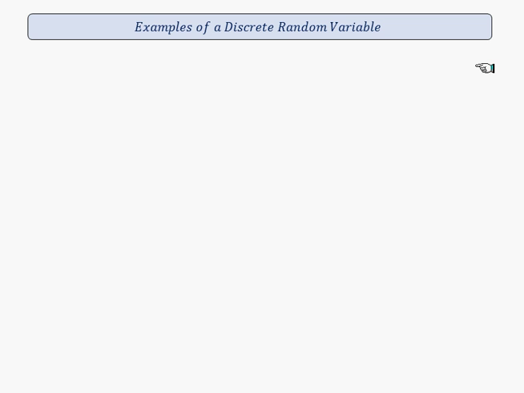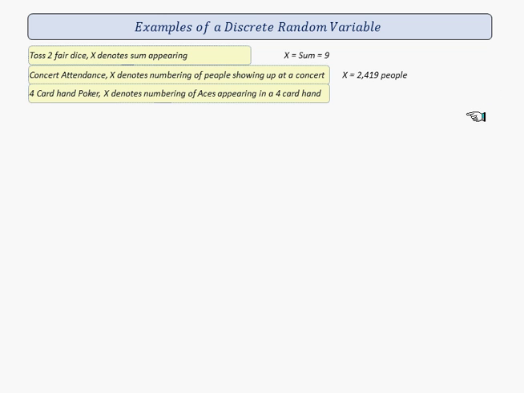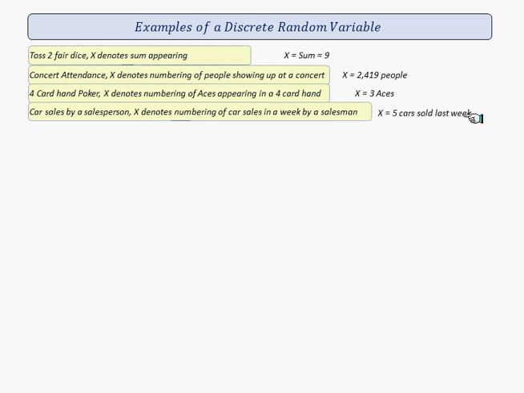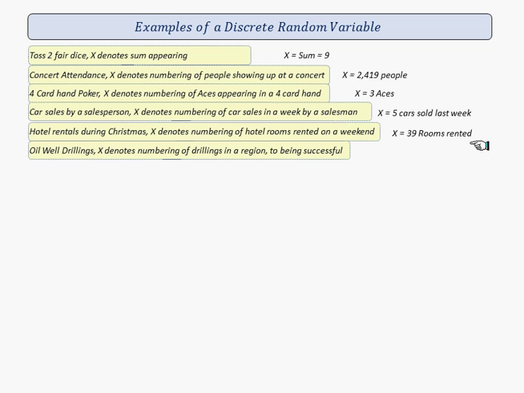Now let's look at what a discrete random variable is like. Tossing two fair dice, X denotes the sum appearing. Concert attendance, X is the number of people showing up at a concert on a particular night. 4-card hand poker, X denotes the number of aces appearing, 3 aces for example. X denotes the number of cars sold in a week. Could be the number of rooms rented at a hotel during a weekend. Number of well drillings, and the number being successful in a region.